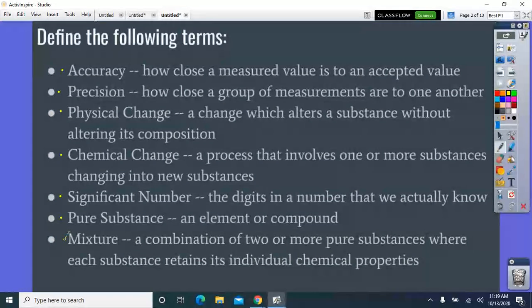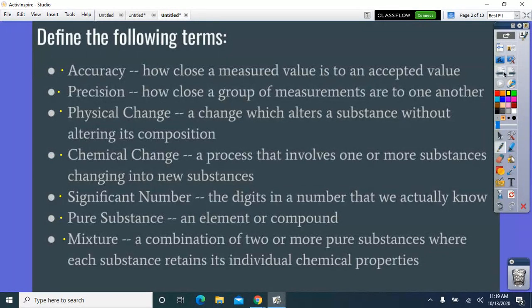A mixture is a combination of two or more pure substances, where each substance retains its individual chemical properties. All right, so they're not changing each other. There's not a chemical change taking place. They're just coexisting next to each other.